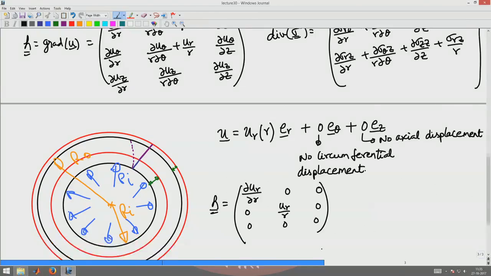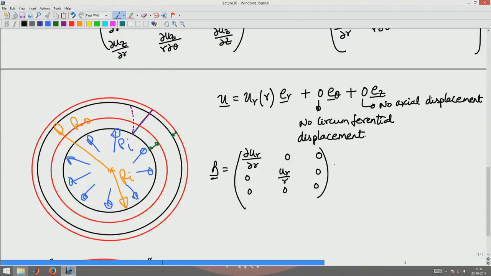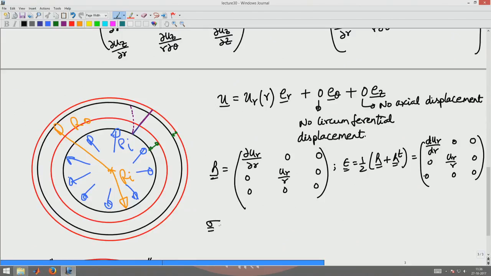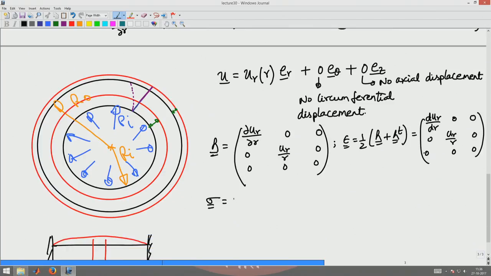Okay. The strain corresponding to this displacement gradient would be half of h plus h transpose, which will be the same as h in this case, which will be du r by dr, 0, 0, 0, u r by r, 0, 0, 0. Okay. Now, we will use a constitutive equation for sigma, which is sigma equals Lamé constant lambda times trace of epsilon times identity plus 2 mu epsilon.